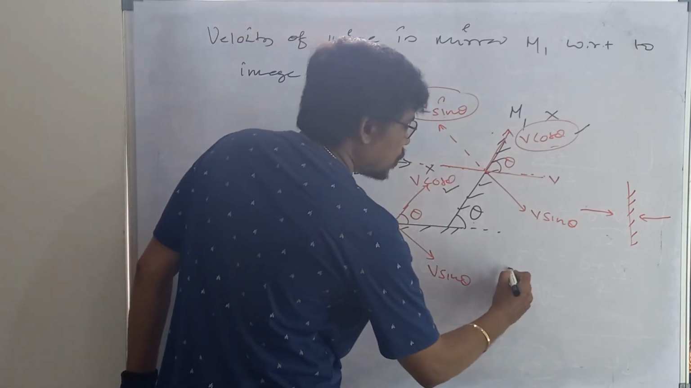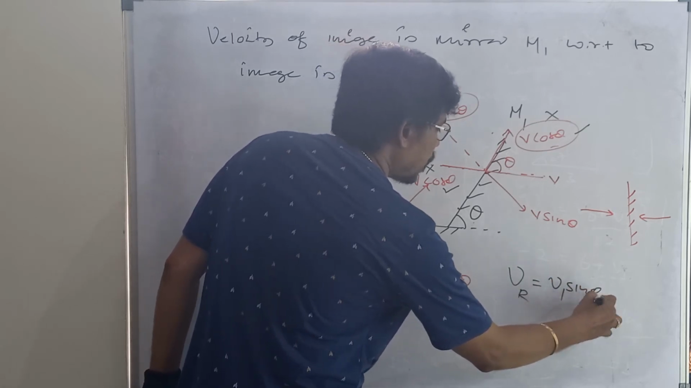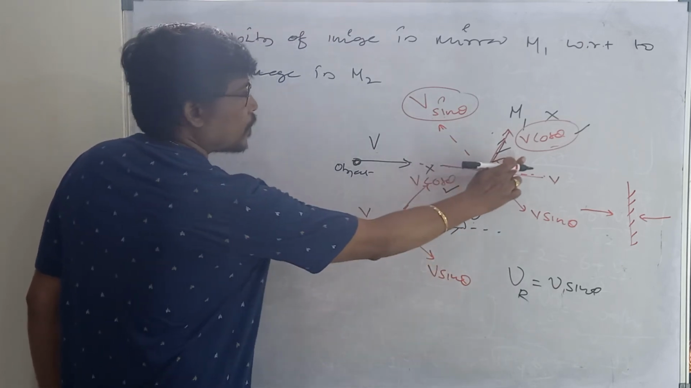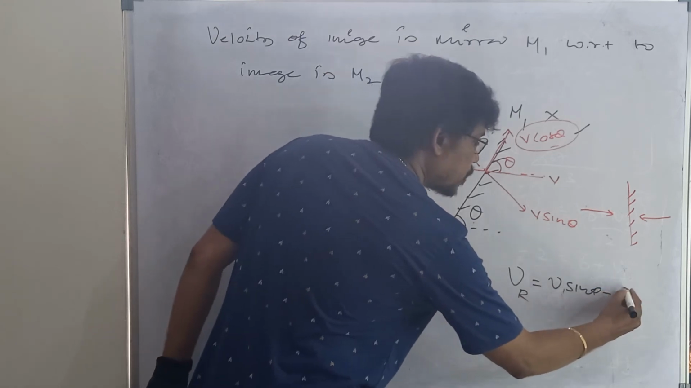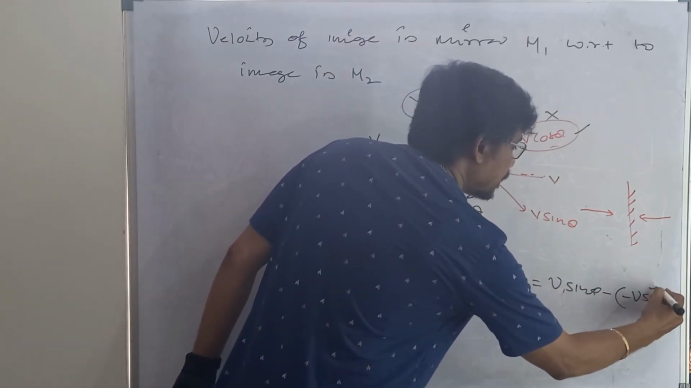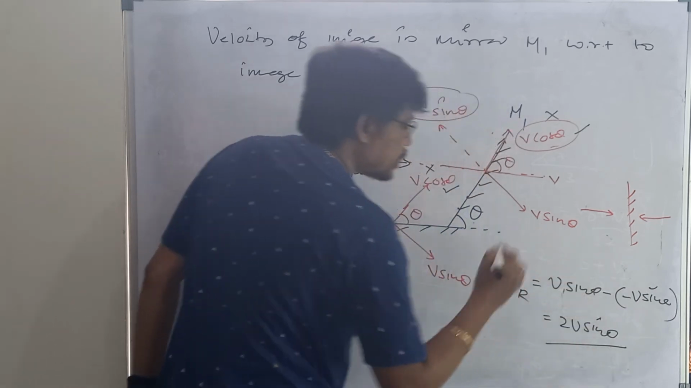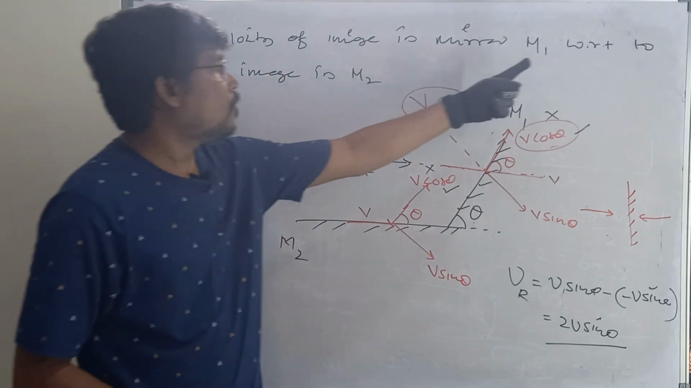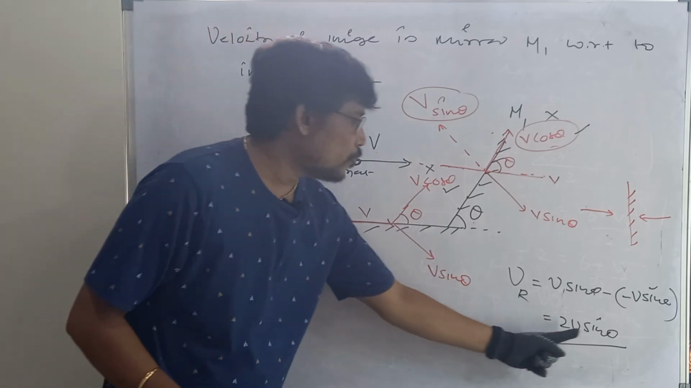Then the relative velocity is v sin theta for the first mirror and v sin theta for the second mirror, minus, since both are in opposite direction, minus v sin theta. So you have 2v sin theta. So the velocity of the image in mirror m1 with respect to the image in m2 is 2v sin theta.